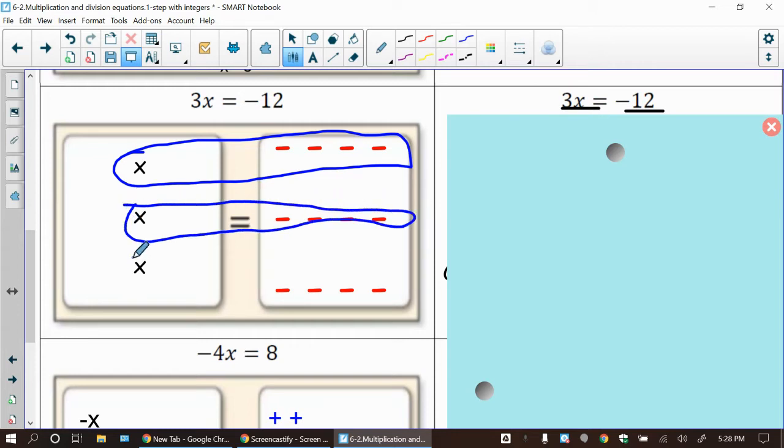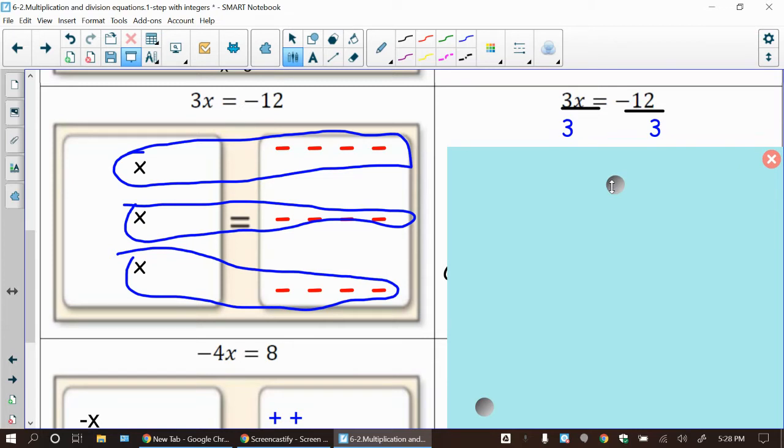If you didn't have it nice and neat, you could literally sit here, make your spaces, and put negative, negative, negative. Each one gets a negative until you have some left over. So how do I solve this algebraically? Well, remember, we want to get rid of what is with my variable. So I want to get rid of that 3 by dividing by 3.